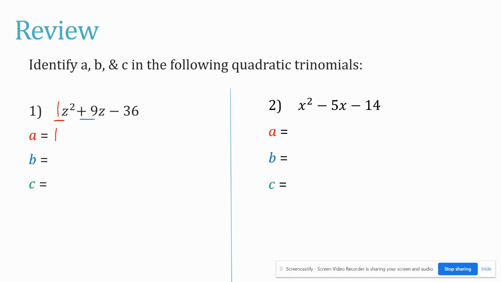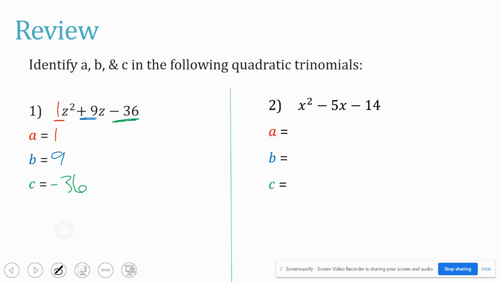B is the number next to the variable that has an invisible exponent of 1, so it just looks like a variable. That's going to be a positive 9. And then c is our constant, the number that has no variable next to it, which is going to be negative 36 in this case.